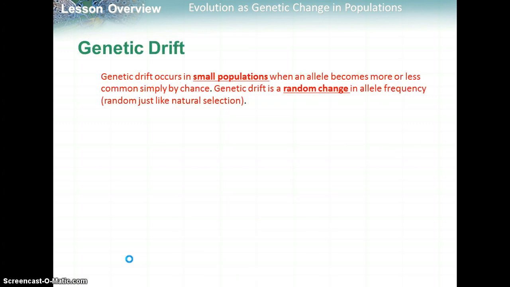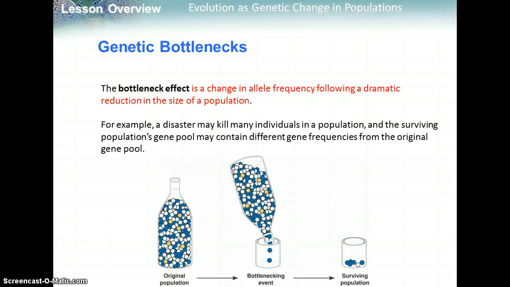Genetic drift occurs in small populations when an allele becomes more or less common simply by chance. So genetic drift is a random change in allele frequencies. It's just random, just like natural selection. A couple ways you can have this: something called the bottleneck effect. This is a change in allele frequency following a dramatic reduction in the size of a population.